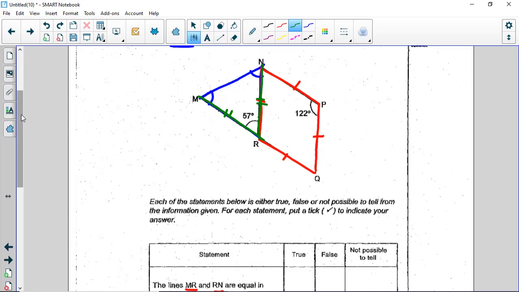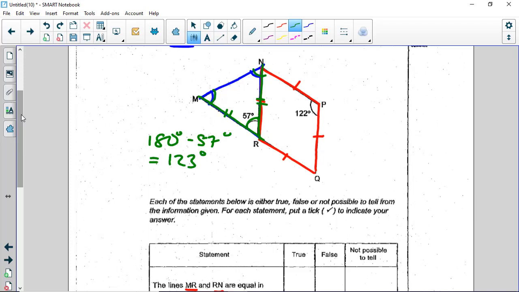So if they're equal means what? If they're equal means these two angles must be the same, right? So how do we prove it? Then you look carefully. You take 180 minus 57, right? And then divide by 2. So 180 minus 57, what do you get? 123, right? 123, and then 123 divided by 2.